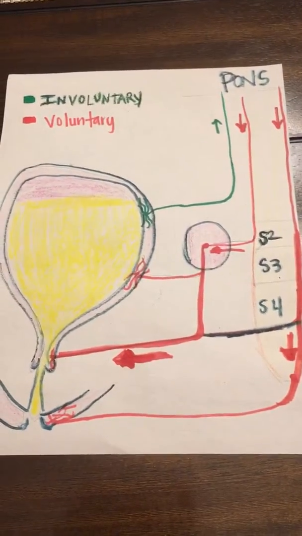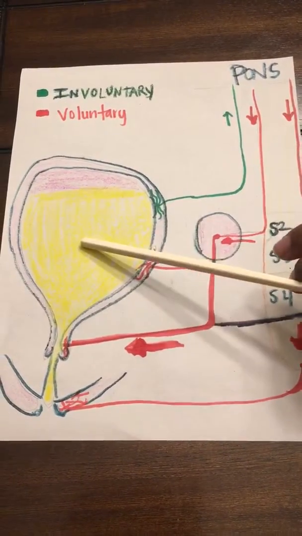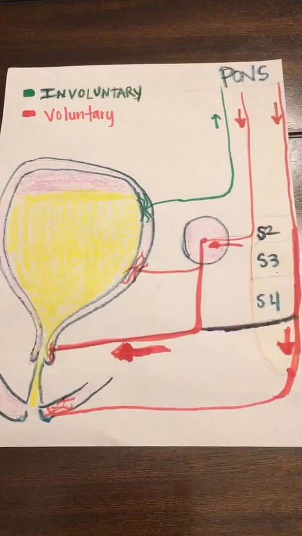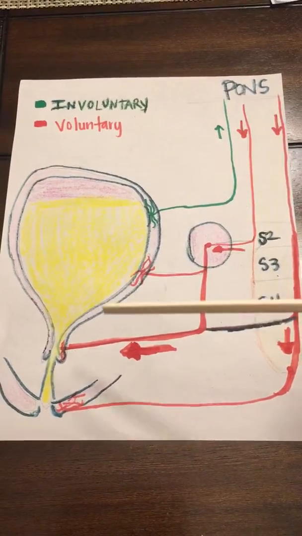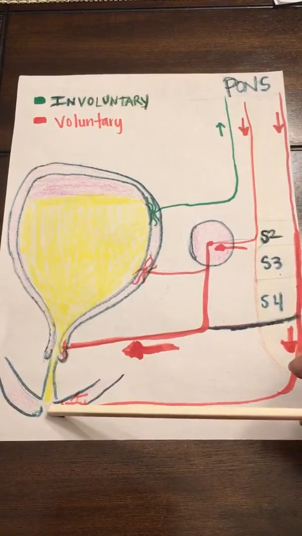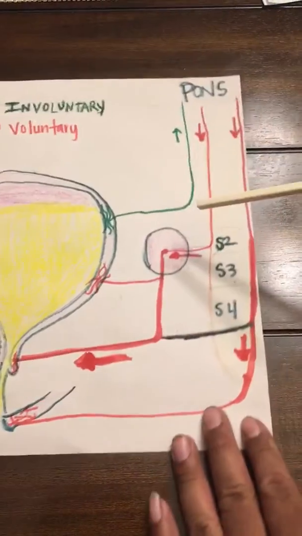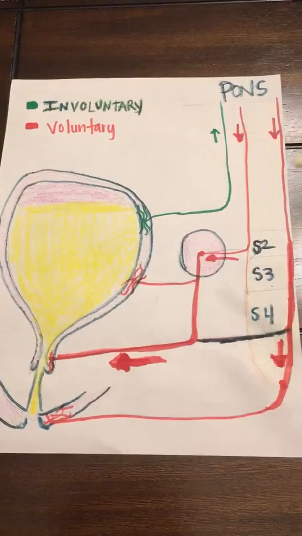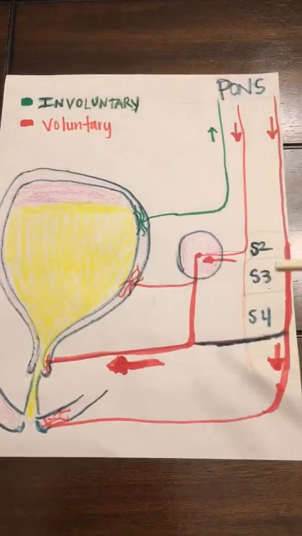This is a micturition process. This is your urinary bladder, your internal urethral sphincter, your urethra, your external urethral sphincter. This represents the parasympathetic ganglion in the bladder wall.